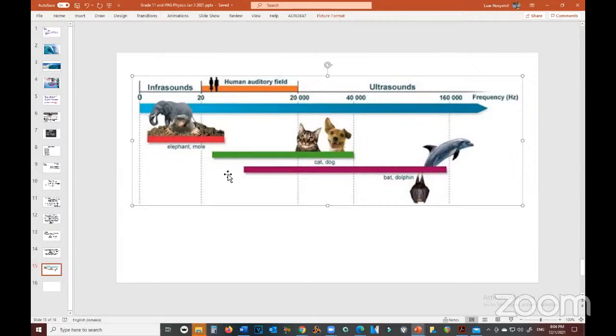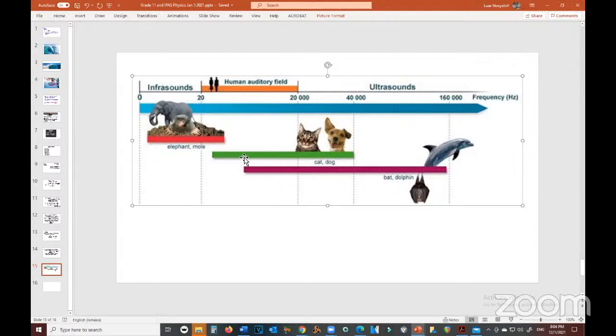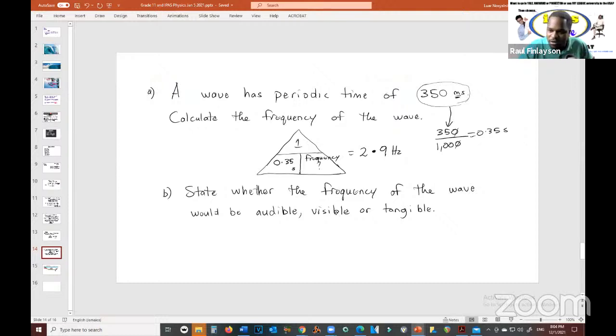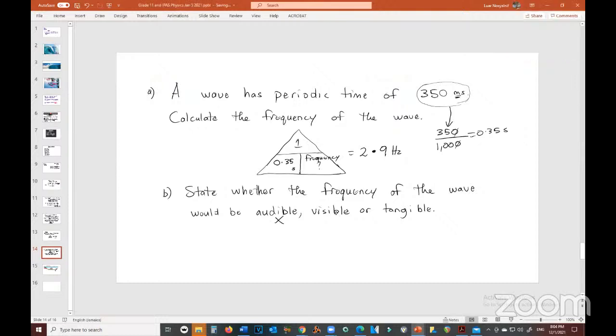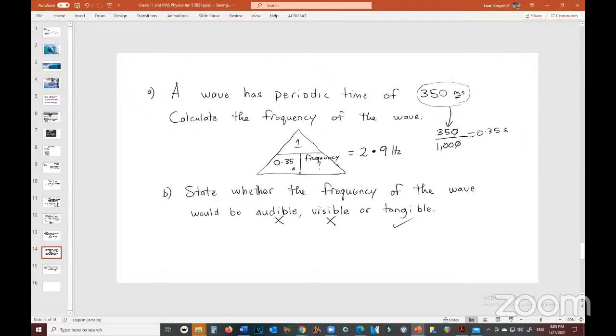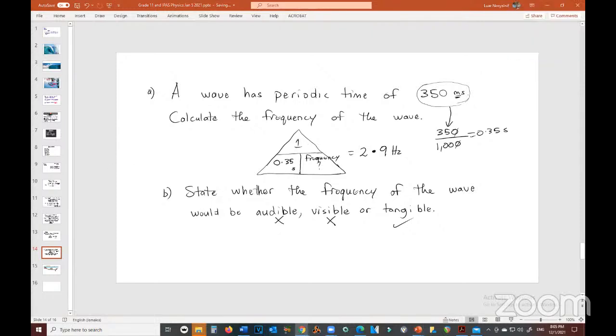You are not able to see, touch or hear it, sir. You can't see 2.9. Definitely, you cannot see it. So let's cross over that. So it is not audible, and it's not visible. So most likely, sir, it's tangible. Yeah, it's going to be tangible. You can feel it with your hand or with your skin. Yes, sir, like you feel the vibration.